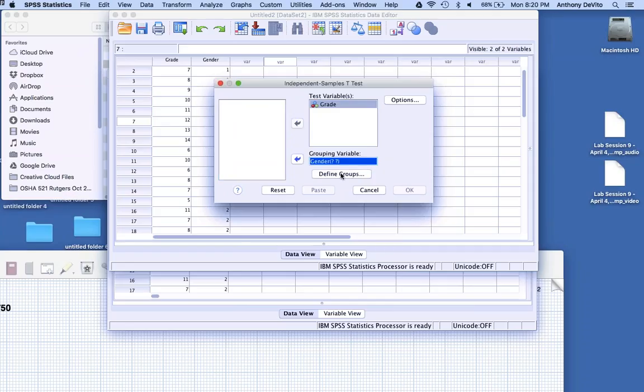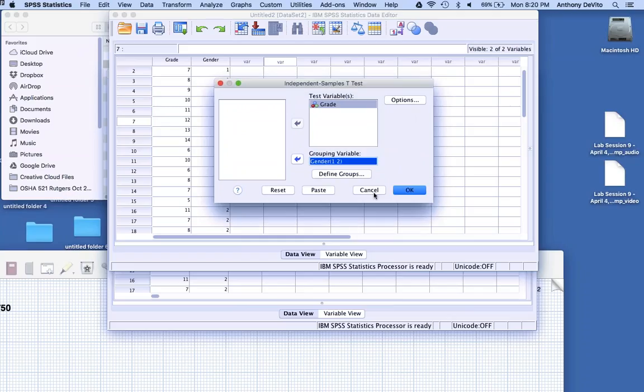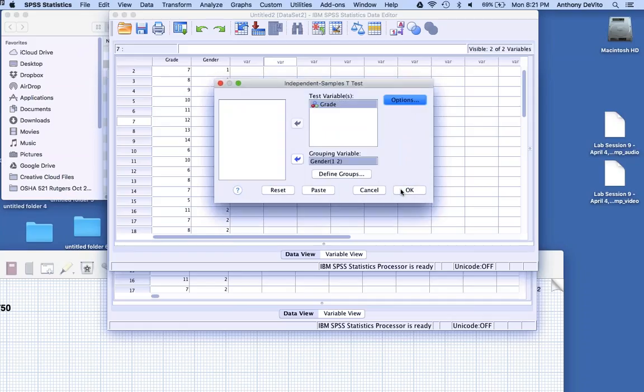Okay, and I'm going to define the groups. Anybody remember, was it 0 and 1 or 1 and 2? 1 and 2. Don't worry, if we get it wrong, it'll tell us. 1 and 2, you have to tell it what the values are for the 2 groups. I'm going to say okay, and under options, it's already got 95% confidence interval. In other words, that's the same as alpha equals 0.05. If you want alpha to be equal to 0.01, you would make this a 99% confidence interval. Okay, so I'm going to say okay, that's fine. Go ahead and do the analysis.